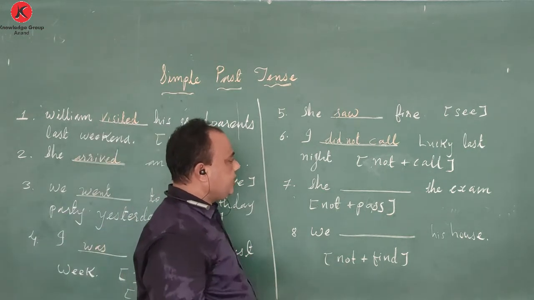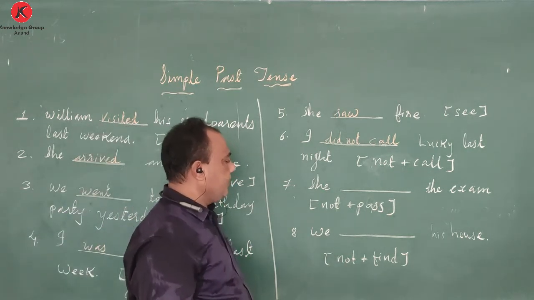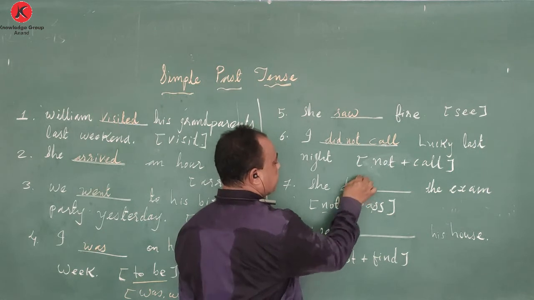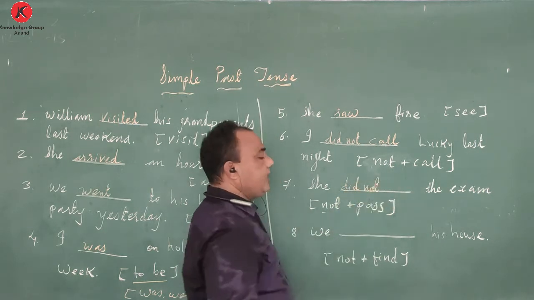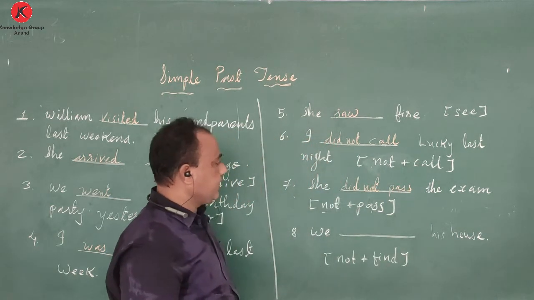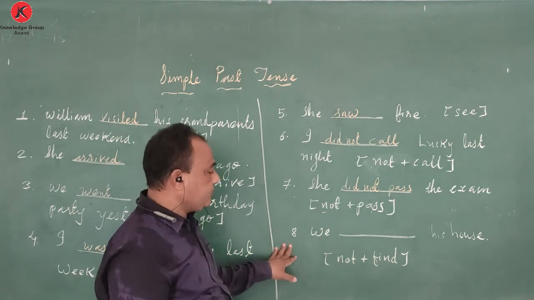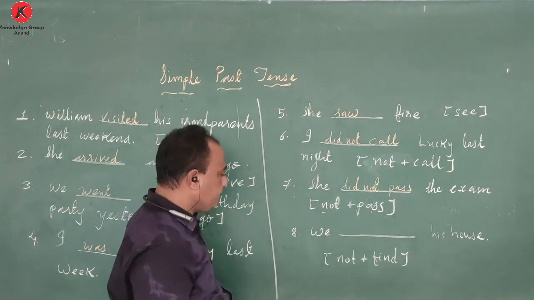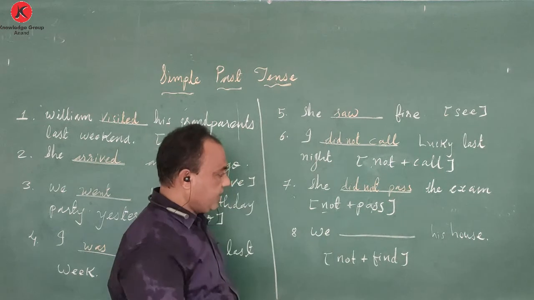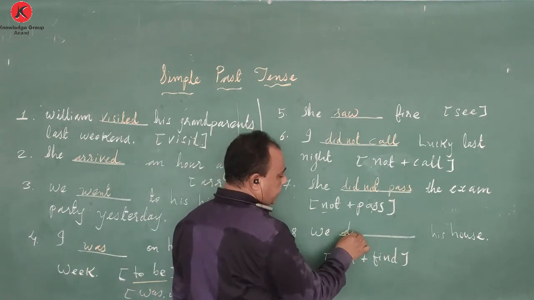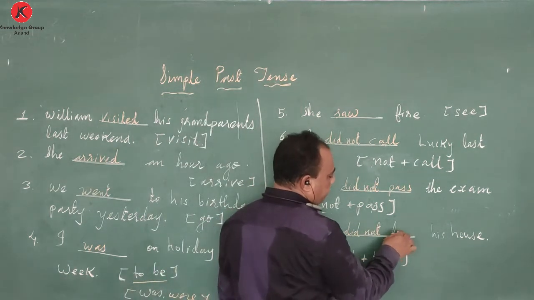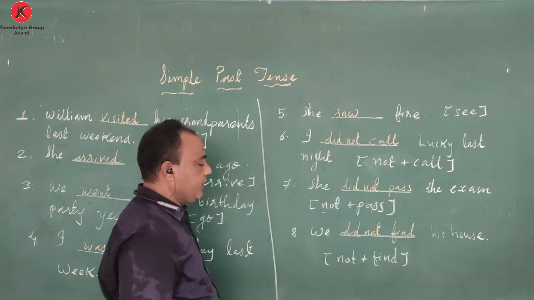Similarly here, see dash the exam. Here in this one, it is also negative, so I will use did, then not, and the original form of the verb pass. She did not pass the exam. And the eighth one, similar to the previous also, not plus find, we dash is home. Here obviously I will write did not, we did not, and the original form of the verb find. We did not find his home.